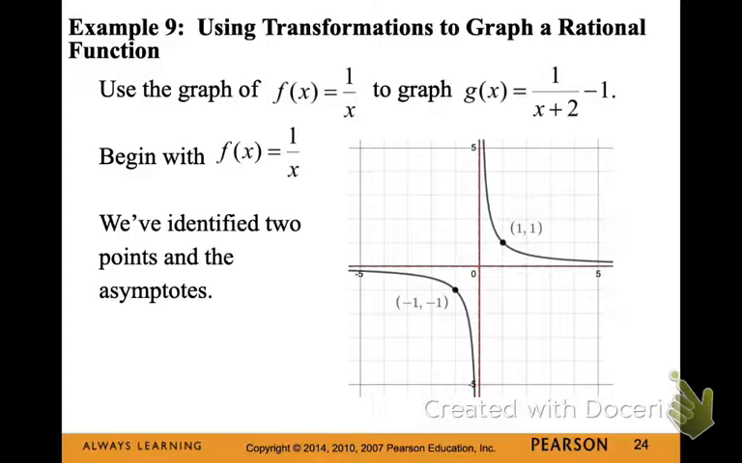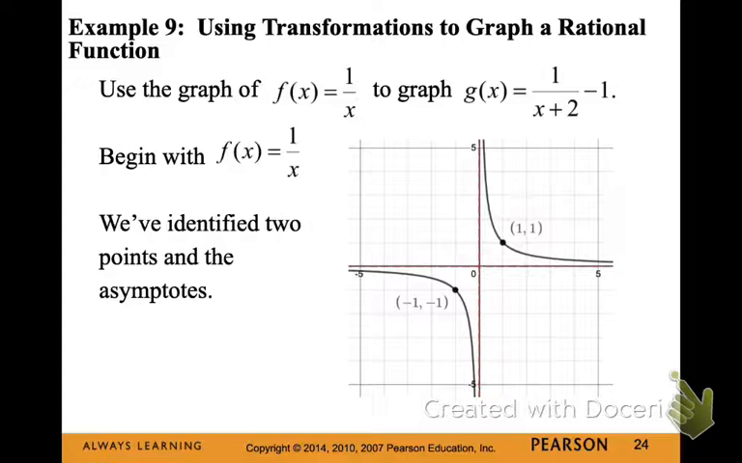So thinking about the parent function on the left, let's use transformations to graph our new g of x function in example 9. So g of x equals 1 over x plus 2 minus 1. So look at the graph that I have, and I graphed this on Desmos. This is the parent function. So notice it has our x and our y, our vertical and horizontal asymptotes right on the axes, and our branches, and I have identified 2 points, 1, 1, and negative 1, 1.